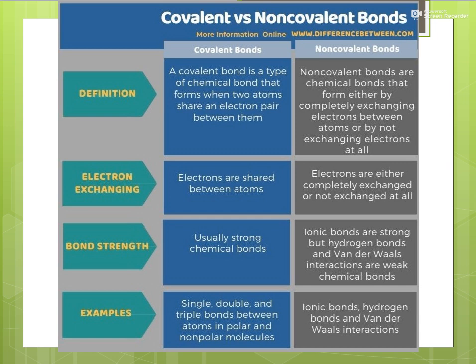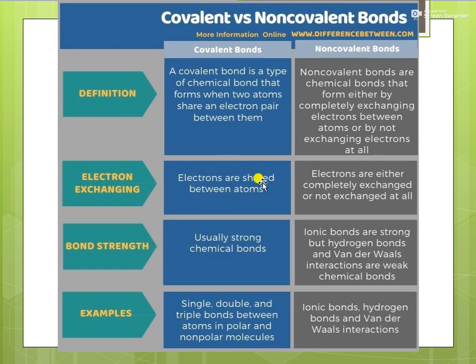A covalent bond is a type of chemical bond that forms when two atoms share an electron pair between them. A non-covalent bond is formed either by completely exchanging the electrons between the atoms or by not exchanging electrons at all. In either of these two directions, you can get a non-covalent bond. Either the electron exchanging is being carried out in the case of non-covalent bonds.